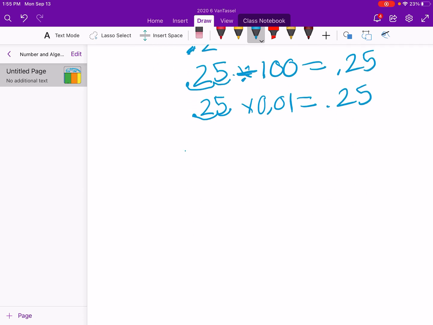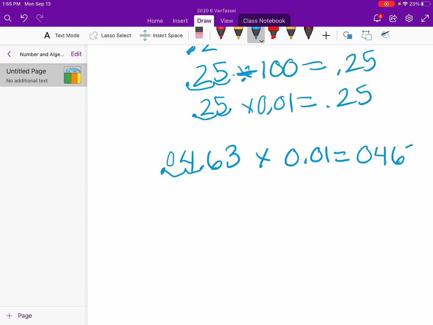Last one, 4.63 times 0.01. This is going to get 100 times smaller. 1, 2. There's the decimal. I need to put a 0 in there, so the answer is going to be 0, 4, 6, 3. That's right, the decimal's right there. So 0.0463, or really 463 thousandths.